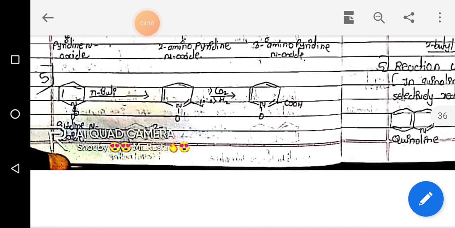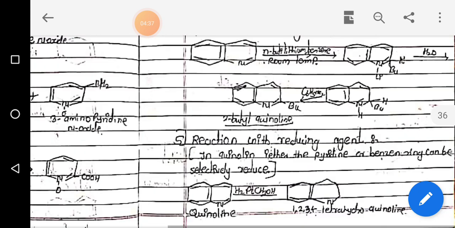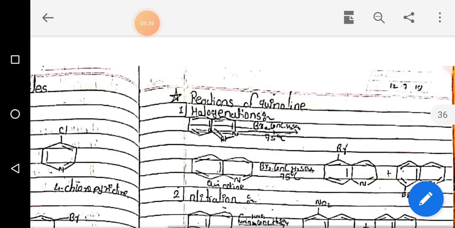This is the most important part. One key to understanding this is practice. There may be chances of confusion, as pyridine N-oxide, quinoline and isoquinoline may get mixed up, so it can be mastered only on the basis of practice. If you practice this part, then you can cover all these things.